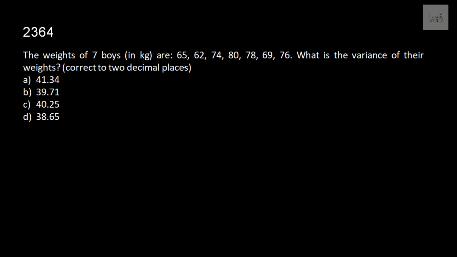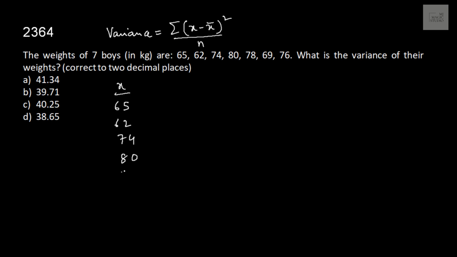The weights of 7 boys are given. What is the variance of the weights? The formula for variance is summation x minus x bar whole square by n. This is our x: 65, 62, 74, 80, 78, 69, 76.